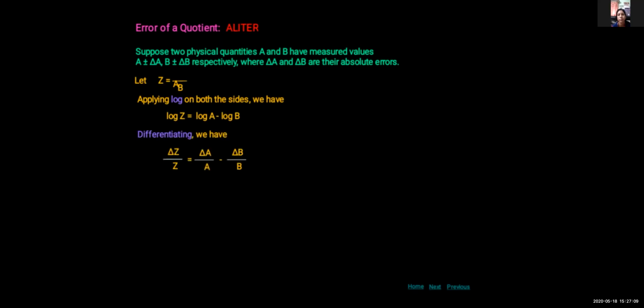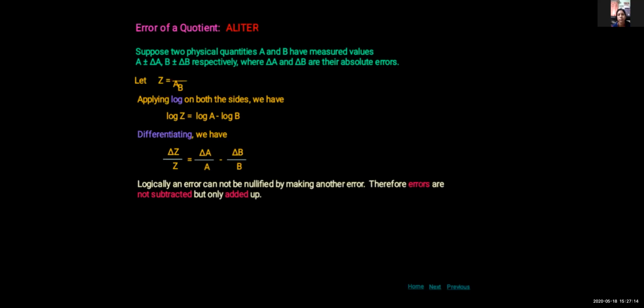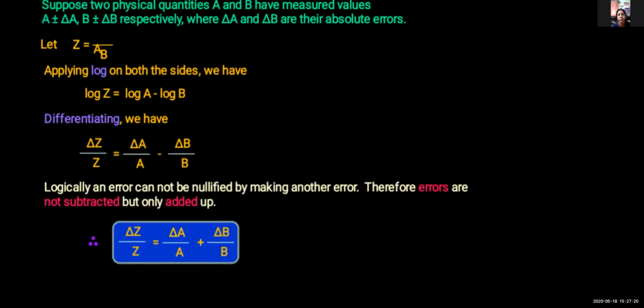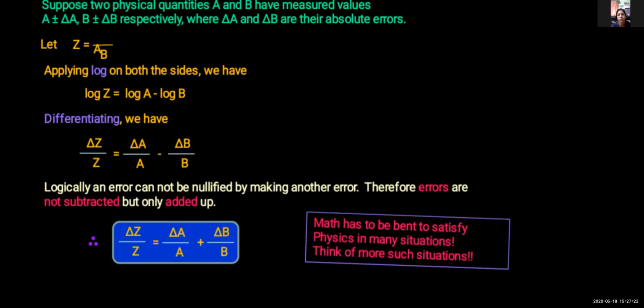So suppose two physical quantities A and B have measured values A plus minus delta A and B plus minus delta B respectively, where delta A and delta B are their absolute errors. So Z equal to A upon B. Applying log on both sides, we get log Z equal to log A minus log B. So differentiating, we get delta Z upon Z equal to delta A upon A minus delta B upon B. Logically, an error cannot be nullified by making another error. So it becomes delta Z upon Z equal to delta A upon A plus delta B upon B.